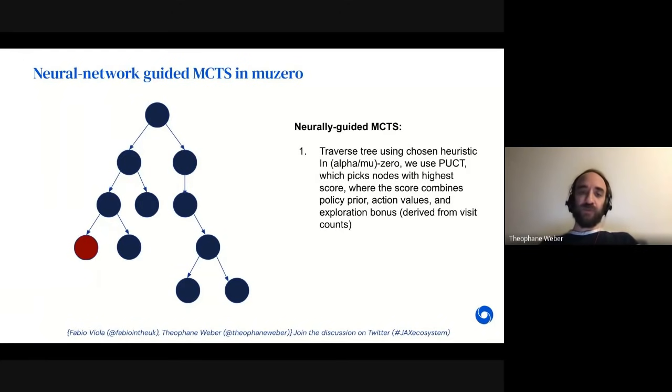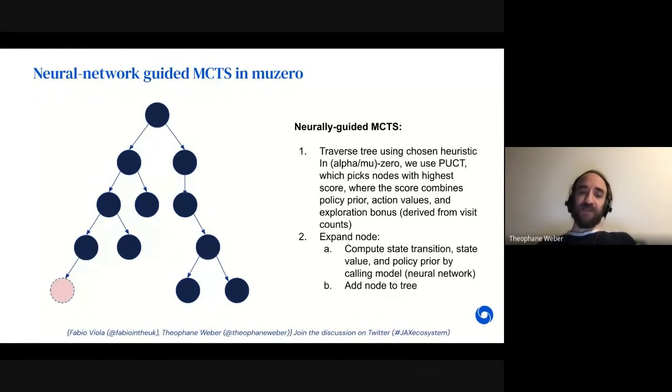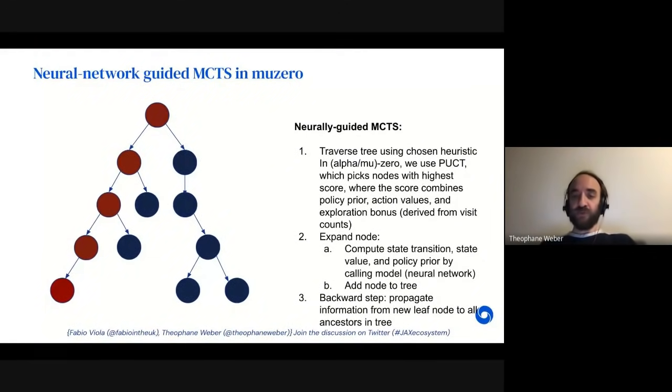and then you add a node to the tree. Next. This is called the expansion, and this is the case where you actually call the neural network because you need to compute the state transition from the leaf node to the new leaf node. You need to compute a value for that state and the policy prior for that state. All of these consist in calling different neural networks. Eventually you cache all that computation, put it in the tree, and you follow by the backward step, which propagates all that information from the new leaf node to all the ancestors in the tree. So this is basically how neural network MCTS works.